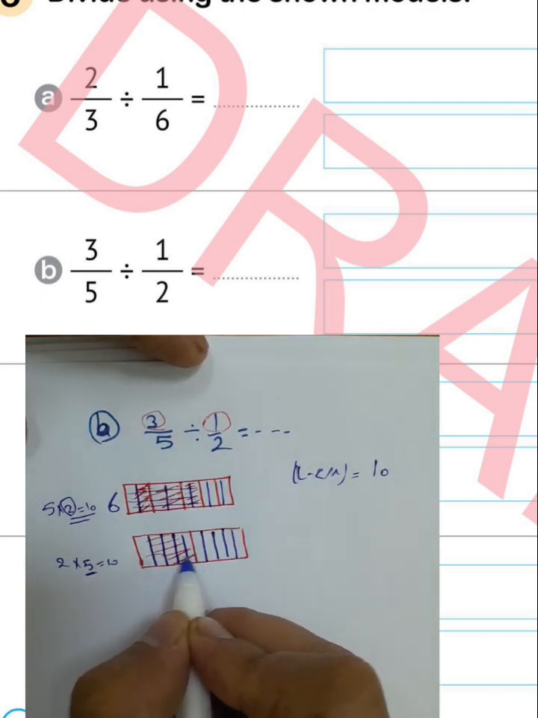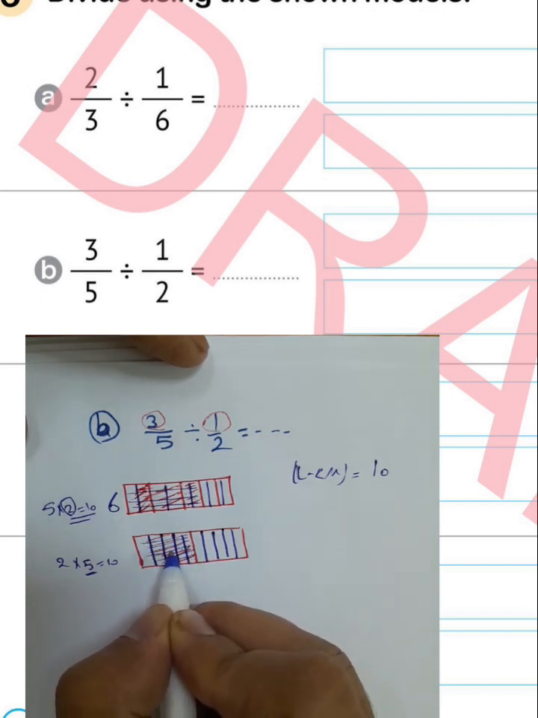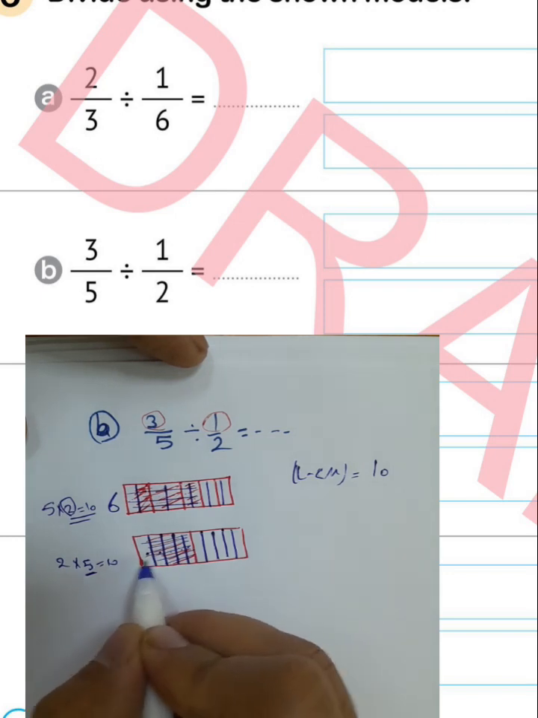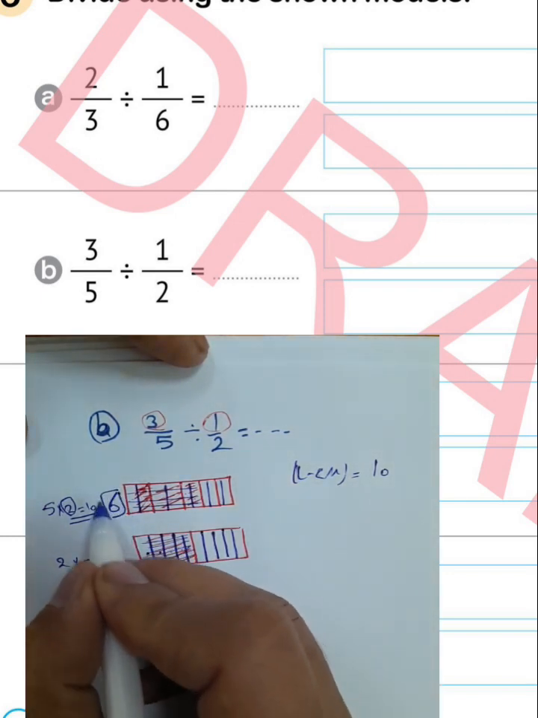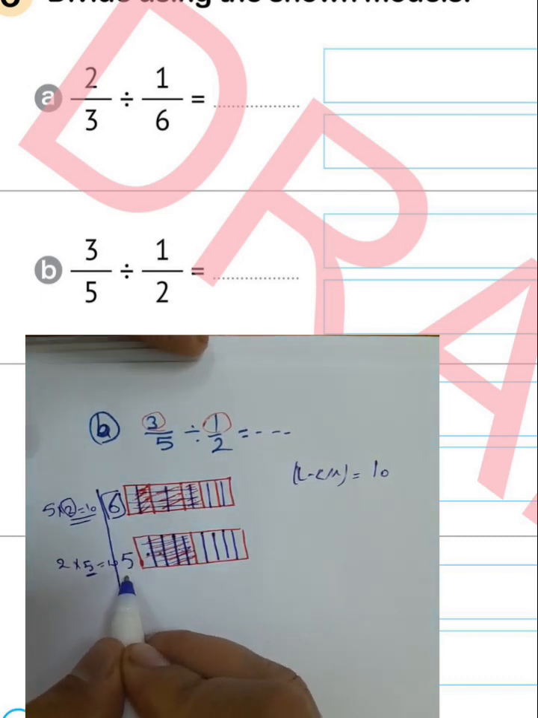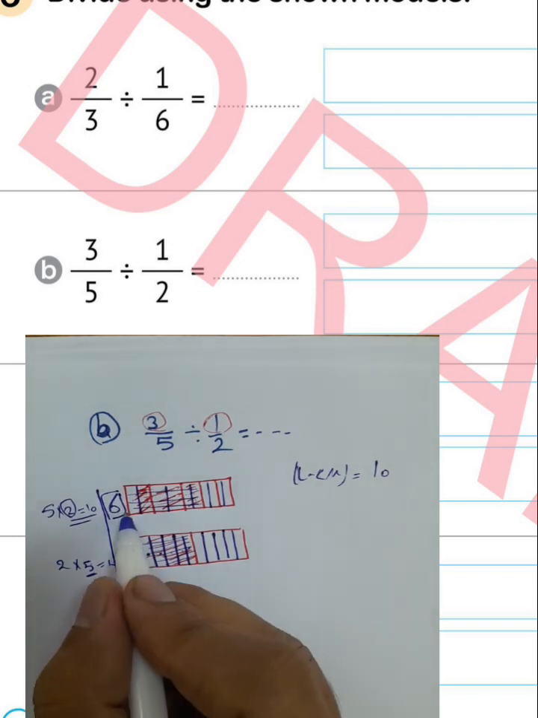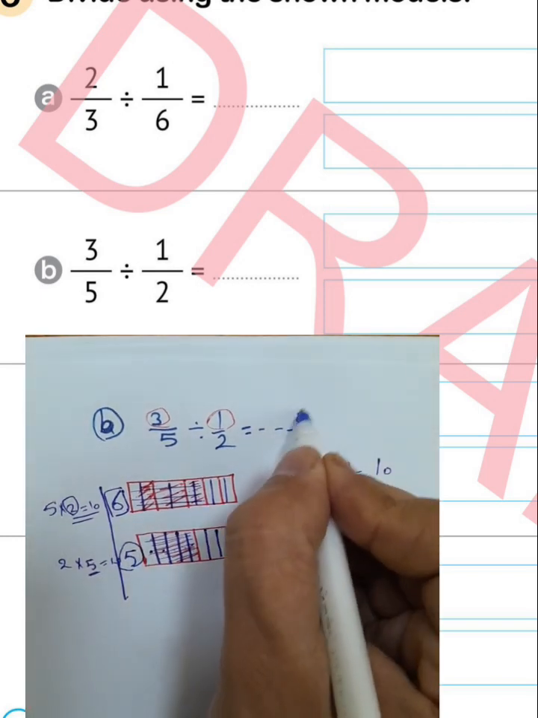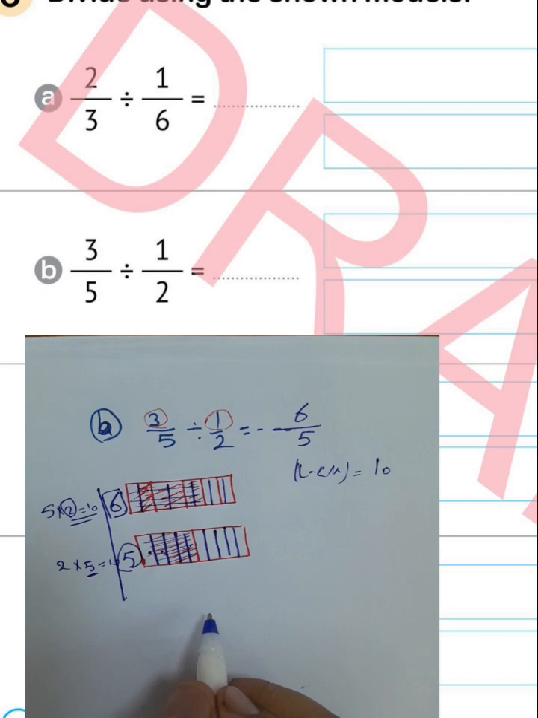How many parts are colored here? 1, 2, 3, 4, 5. We have here 5 parts. The colored parts here are 6, and the parts colored here are 5. Then the result will be 6 divided by 5. 6 over 5.